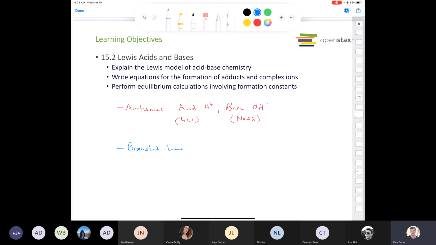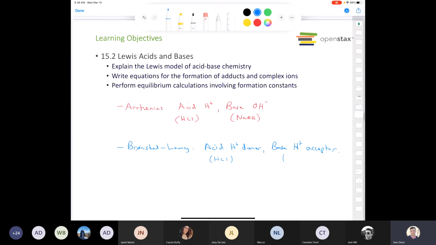And then we came along and we said Bronsted-Lowry, and they said that an acid was an H plus donor, right? And a base was an H plus acceptor. All right, so we broadened the definition. Again, a proton donor would be something like HCl, but a base being a proton acceptor explains why something like ammonia is basic, even though it doesn't have hydroxide in it.